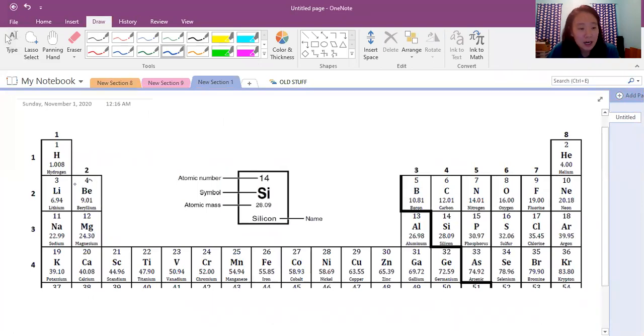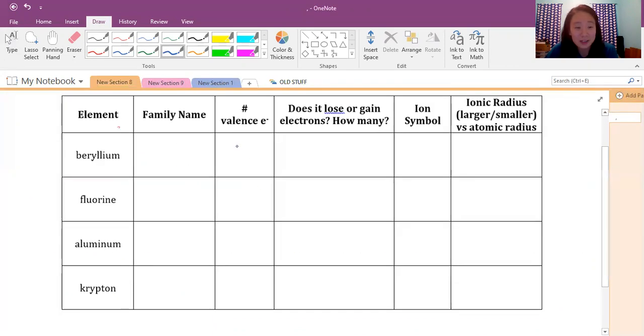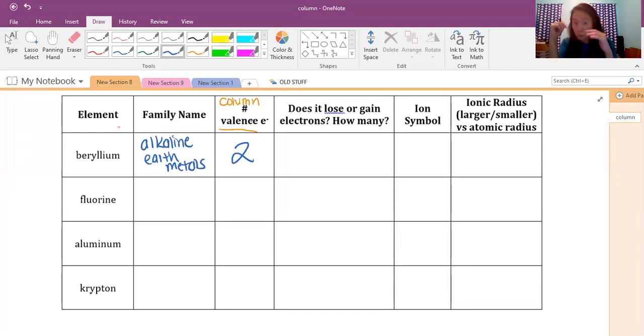So beryllium is here, so it's in the second column. Second column means it has 2 valence electrons, right? So when you see the word valence, you're always thinking about the column number. The family in the second column are your alkaline earth metals. Not that you have to memorize its spelling, but you just have to know column 2 means alkaline earth. If you have 2 on the outside, that's what valence means. Like on the outside, there's 2, and all elements are unstable except noble gases, right?